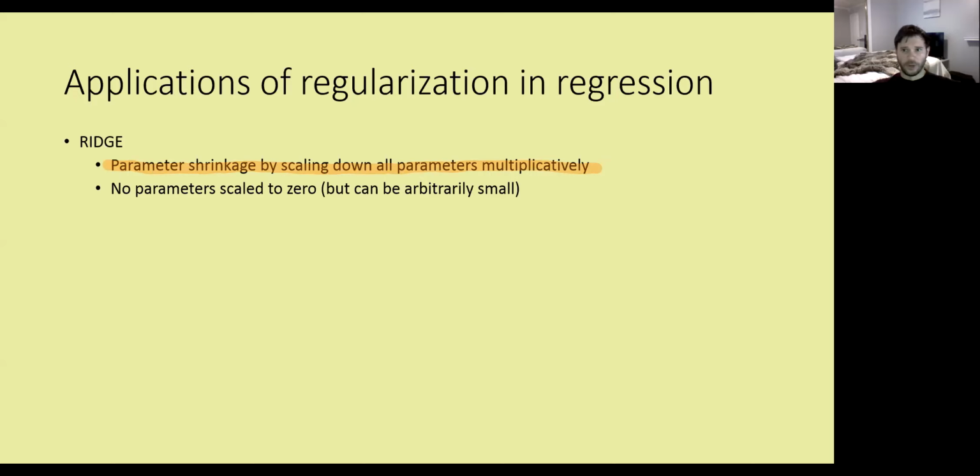Our penalty term was beta transpose beta, and it's going to scale them down multiplicatively, meaning it's like we're multiplying them by some factor that is smaller than 1, right? And anytime you do that, it shrinks the variable's value down. But it does not scale any parameters down to 0. And that's important in the following regard.